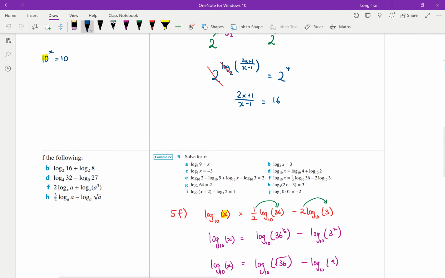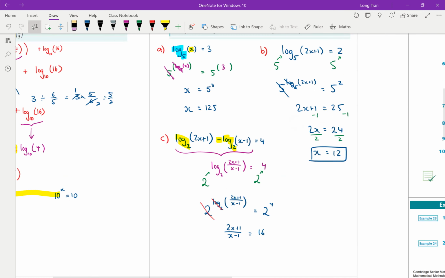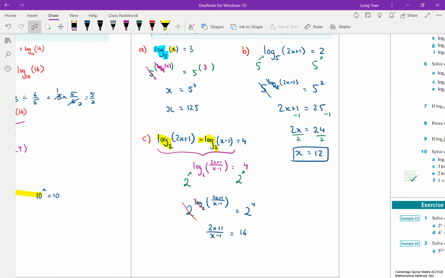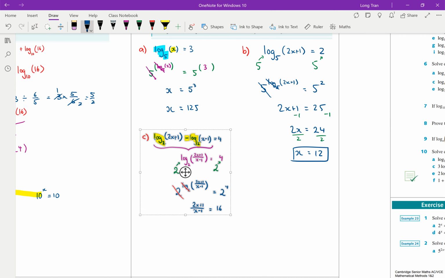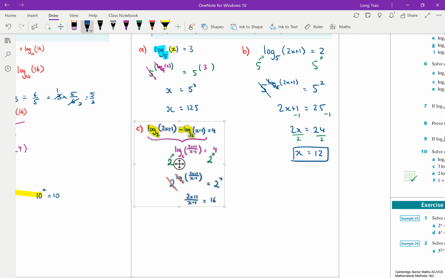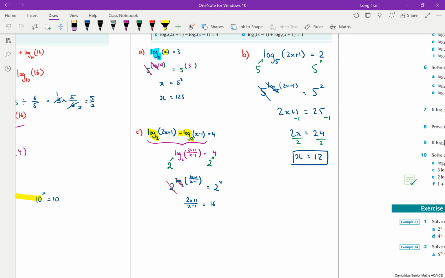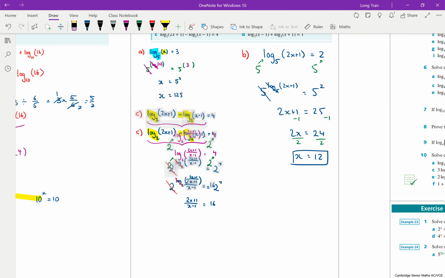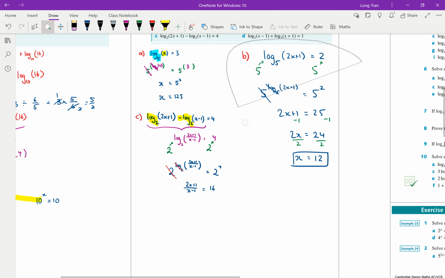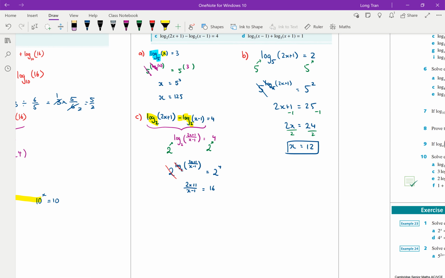Now, I just realized I'm running out of space, so I'll try to make this a bit smaller. There we go. I'm just going to move this up a bit, make this a bit smaller, and move this back up as well. Look at that. Beauty of technology.